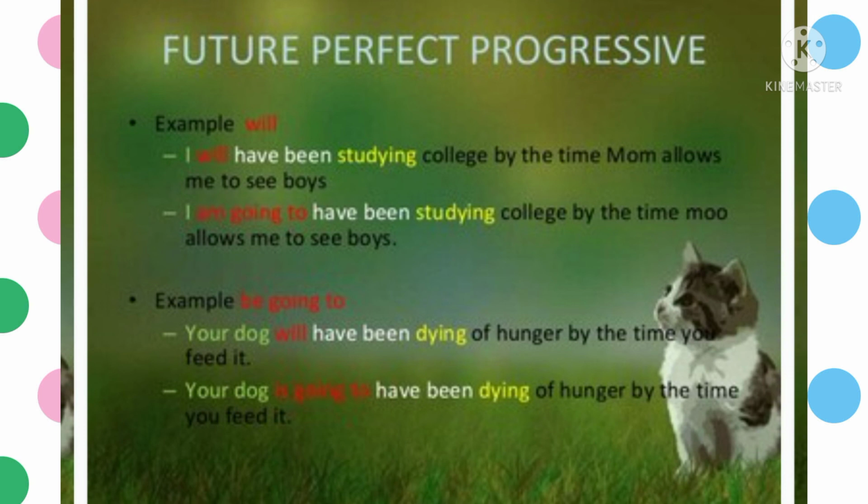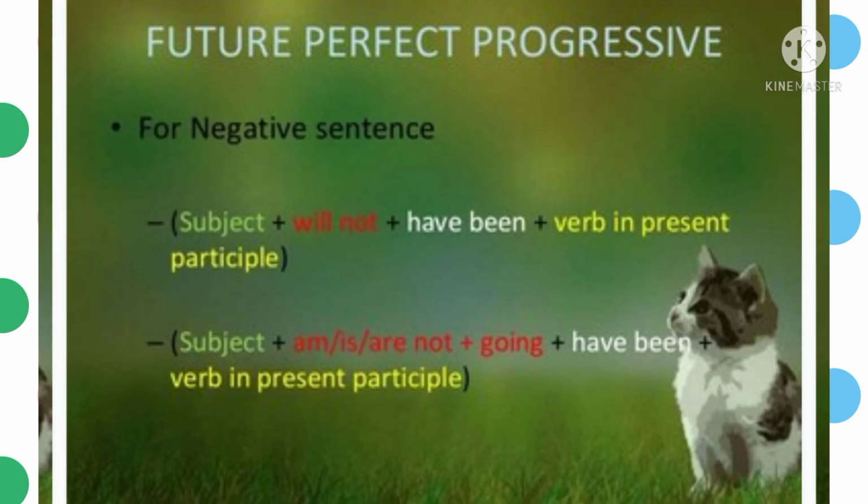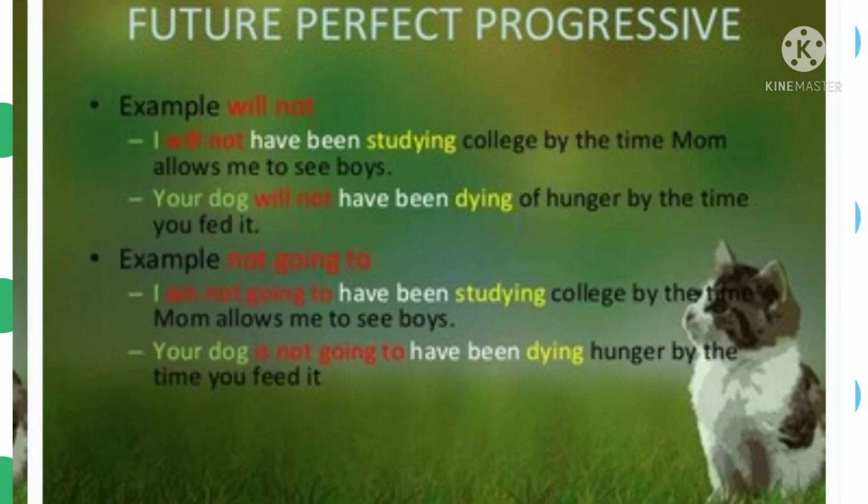Okay. Your dog will have been dying of hunger by the time you heard it. Or your dog is going to. Means will and is going to can be used in the same places. Structure of negative sentence is subject plus will not or shall not plus have been plus verb in present participle, or subject plus is, am or are plus not plus going plus have been. Examples. I will not have been studying college by the time mom allows me to see boys. Or your dog is not going to have been dying of hunger by the time you feed it.